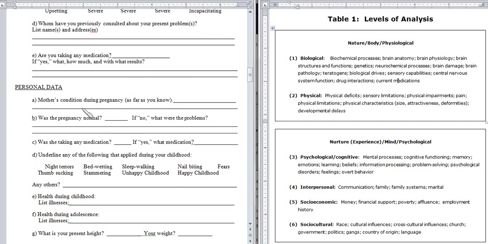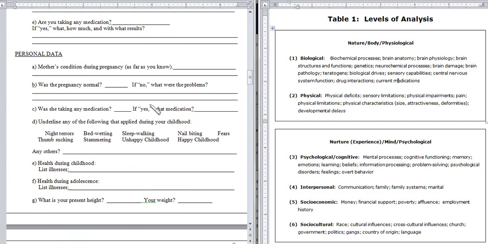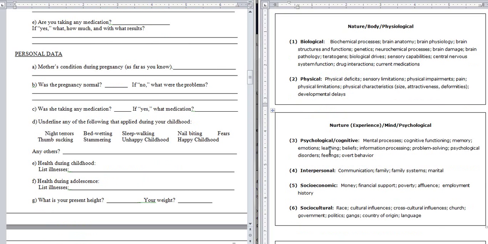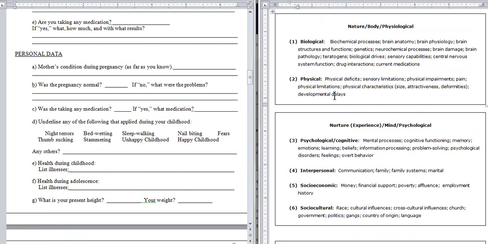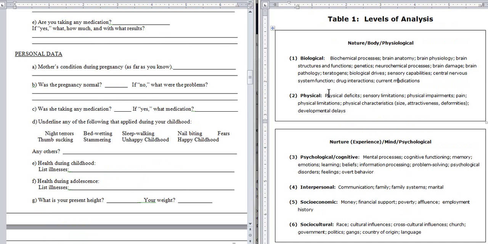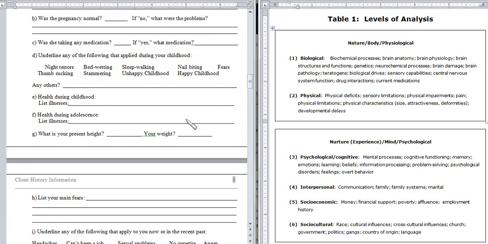Personal data, mother's condition during birth. We want to see if anything happened during birth, whether there were any major childhood problems that occurred. That's background, that's history again. Can even relate to sociocultural, can relate to physical problems up here at level number 2, physical defects or deficits, whether there's any trauma during childbirth, etc. Might relate to intelligence and other things.